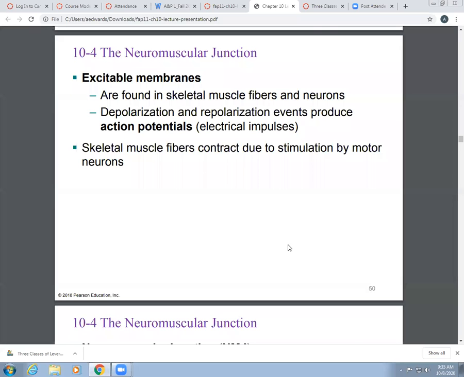All right, so the plasma membranes of the axon terminals of the neurons in the skeletal muscle fibers are said to be excitable, and that just means that they can have depolarization and repolarization. And these events create action potentials, and action potentials are essentially electrical impulses. So why do the skeletal muscle fibers contract? It's because the motor neurons are essentially being stimulated, and the stimulation of those neurons is stimulating the muscle fibers.